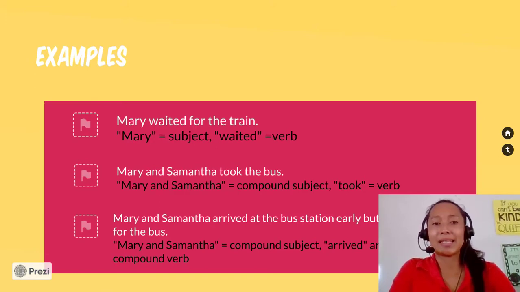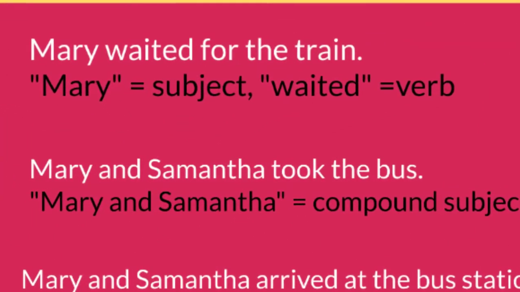The first example says, Mary waited for the train. If you notice, Mary there is the subject, waited is the verb, and there is a complete thought. It's a simple sentence because it only has one idea. Let's look at the second one. It says, Mary and Samantha took the bus. If you notice, this particular sentence has some form of compound but only in the subject, right? It's still a simple sentence because it's only one idea being shared in this sentence. These two people are going to the bus, right?